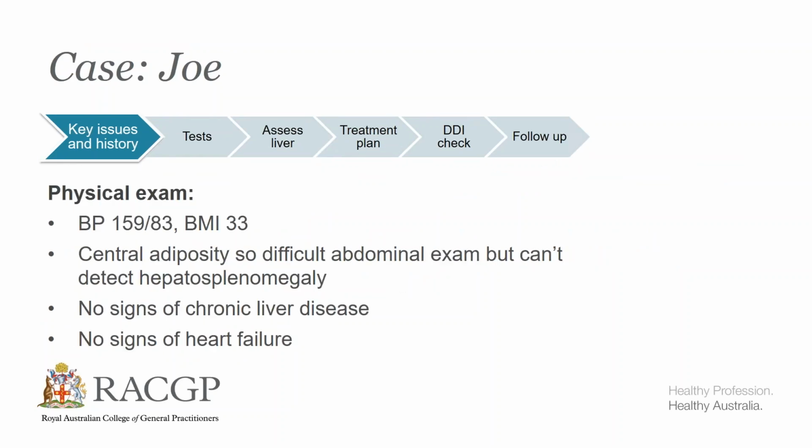So what are we going to do with Joe? Well, we'll have a look at him, examine him and see what we think. His blood pressure there, it's a bit elevated, as is his body mass index. It's in the obese range with central adiposity. So it does make the abdominal exam difficult, but you can't detect hepatosplenomegaly. There's no signs that you can detect of chronic liver disease and no signs of heart failure. So I guess that's a little bit reassuring.